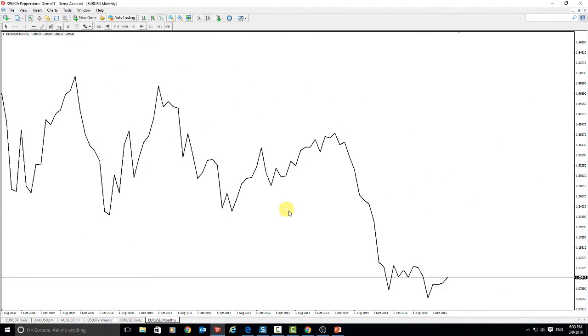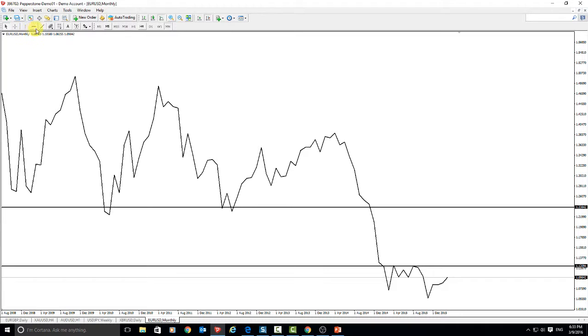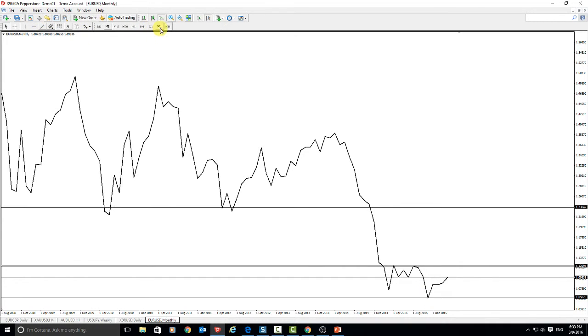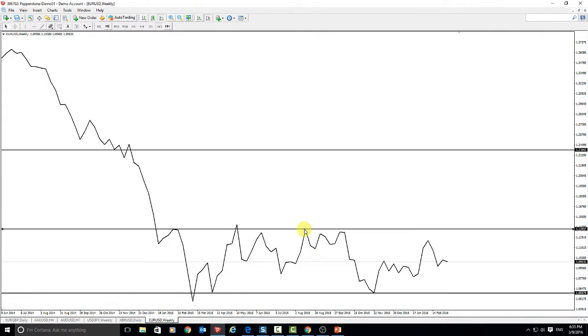If we change to a line chart, I'd just like to draw up some quick resistance and support lines. So we can do that here. And then of course we've got our low here. Just grab that. Then we can go to our weekly chart and start taking a look at that and refining our resistance and support lines.